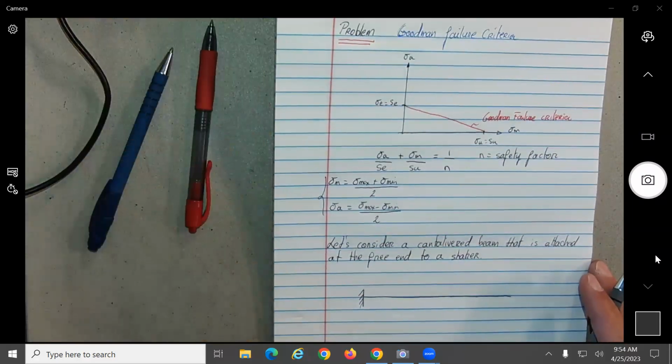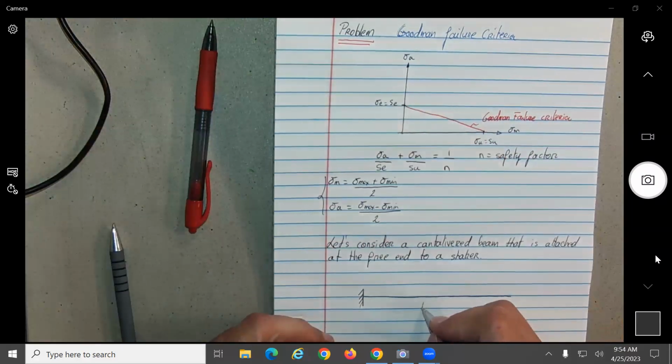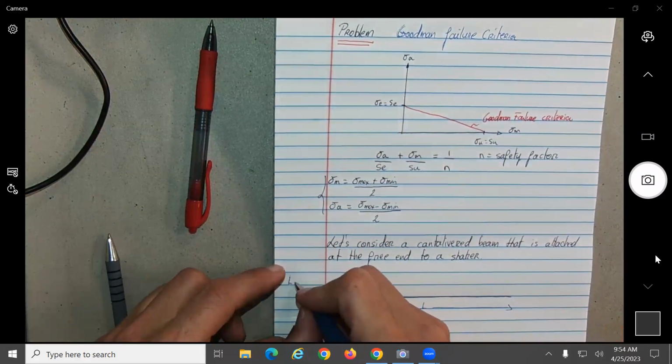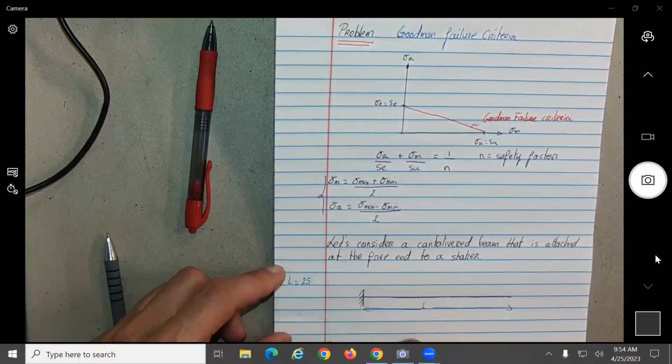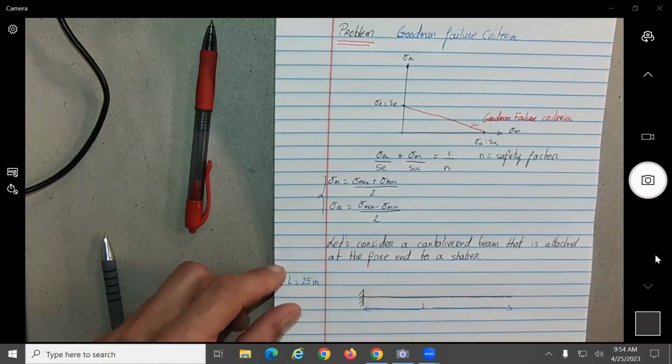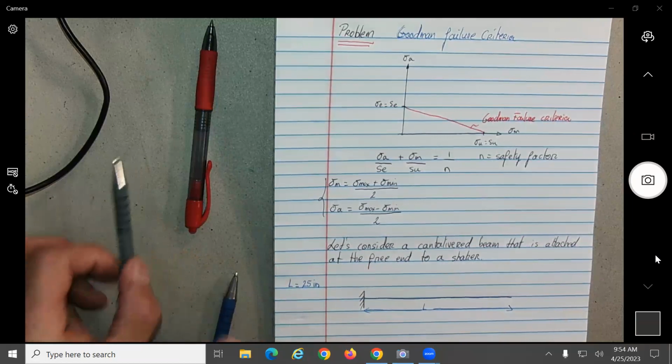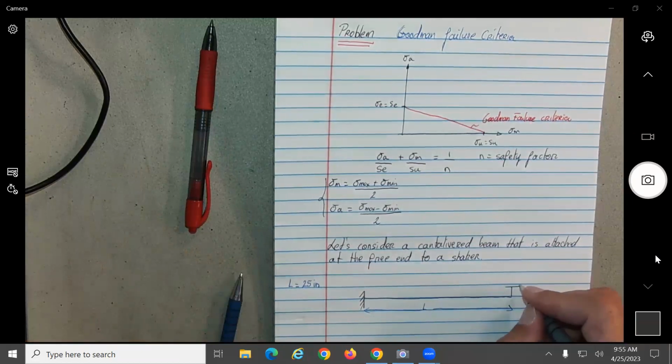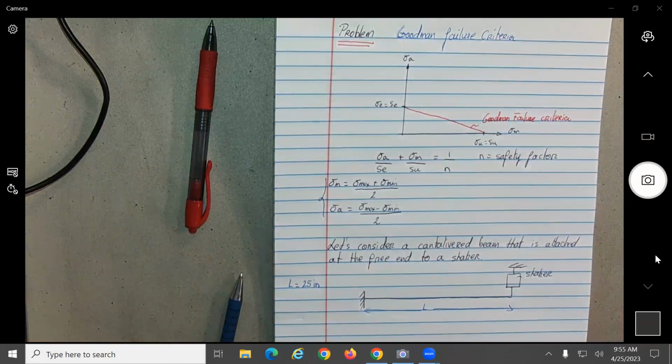So let's say, maybe you can give me values. What do you want the length of the beam to be? Anyone? 25. 25 what? Meters, inches, feet? Inches. Inches, that's fine. Okay, so now let's say this is attached here to a shaker. I mean, you all know what a shaker is, no? Basically, it will be a machine that is just going up and down. Okay.